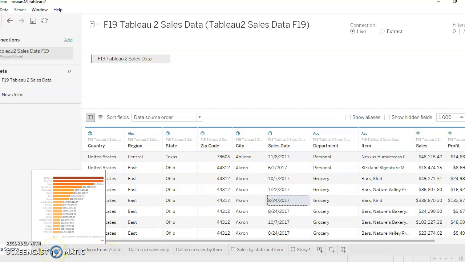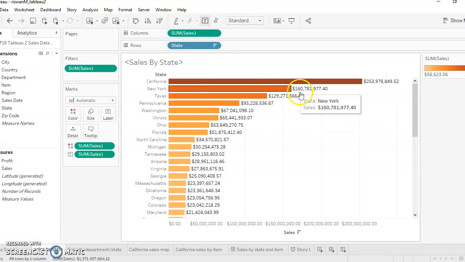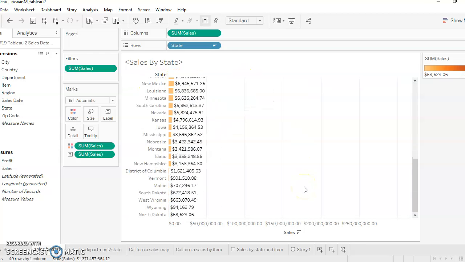So I began by analyzing the sales by state in this worksheet, and I ordered it from ascending to descending. Here we can see that California has the highest sales, and if we scroll down, we can see that North Dakota had the lowest sales.